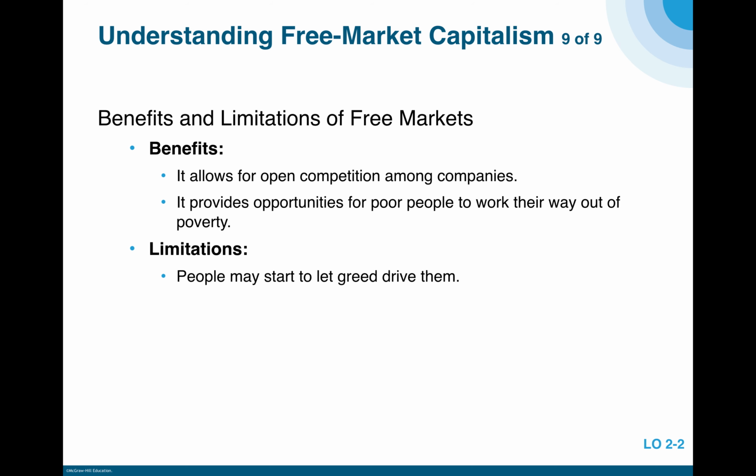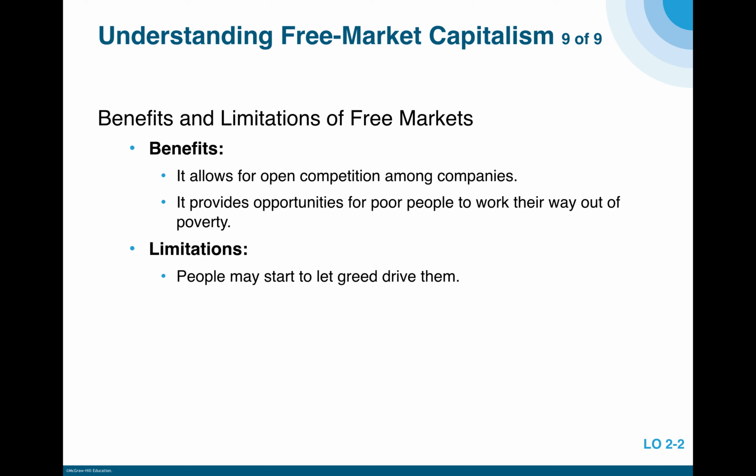And then it's just going to be a battle between the companies on who has the cheapest product. But quality plays a role in that as well. So I mean, you want to have a good combination of a quality product at an affordable price. Some limitations: people may start to let greed drive them, which we've seen time and time again.